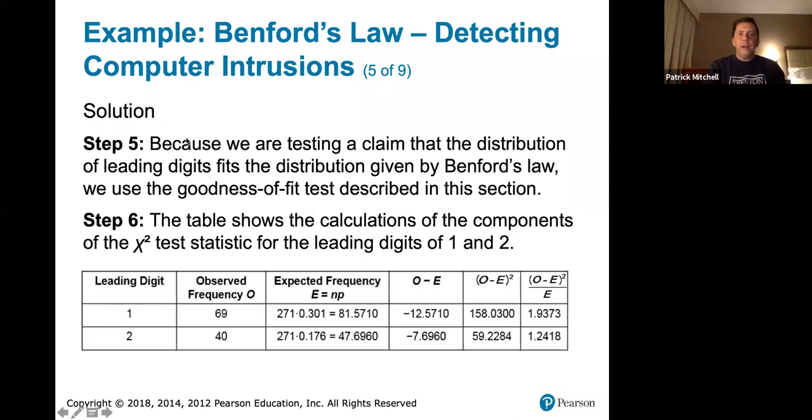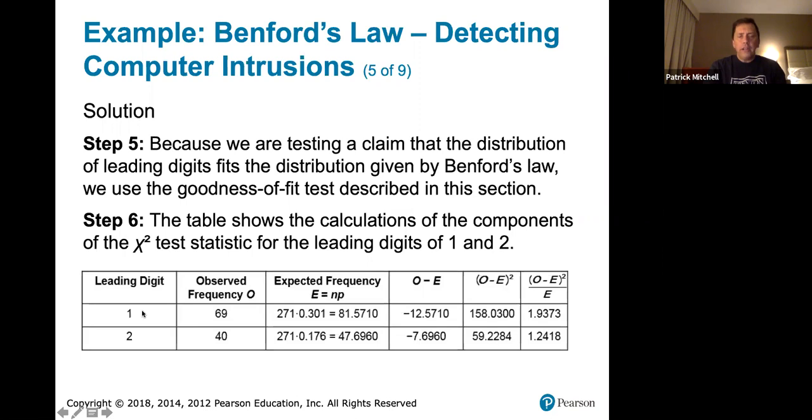All right, step 5, because we're testing the claim that the distribution of leading digits fits the distribution given by Benford's law, we use the goodness of fit test described in this section. Step 6, the table shows the calculations of the components of the chi-square test statistic for the leading digits of 1 and 2.